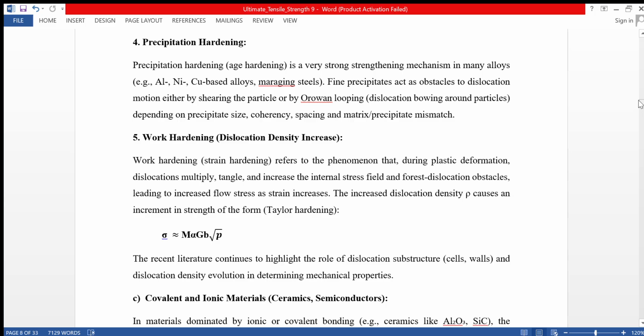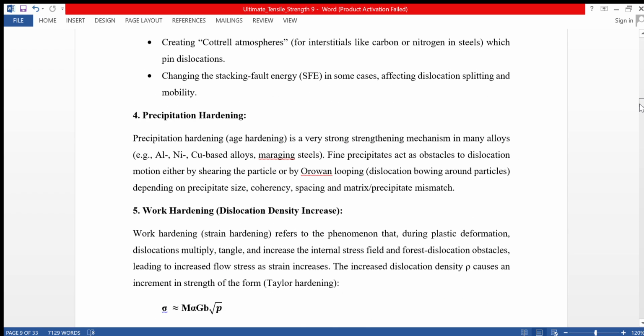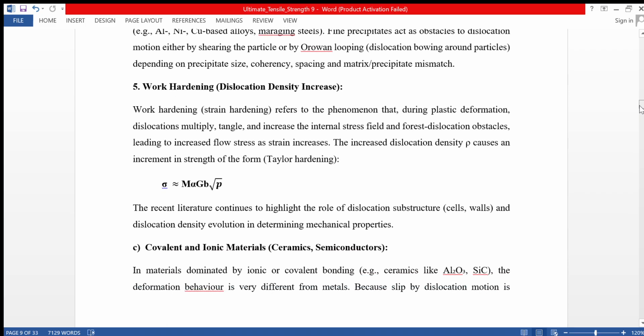Precipitation hardening. Precipitation hardening is a very strong strengthening mechanism in many alloys, for example, aluminium, nickel, cobalt, copper-based alloys, and maraging steels. Fine precipitates act as obstacles to dislocation motion either by shearing the particle or by Orowan looping, depending on precipitate size. Other factors include coherency, spacing, and matrix-precipitate mismatch.